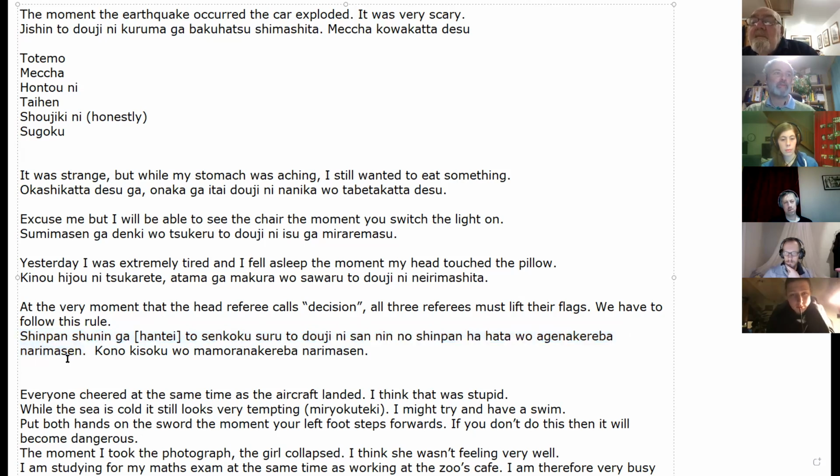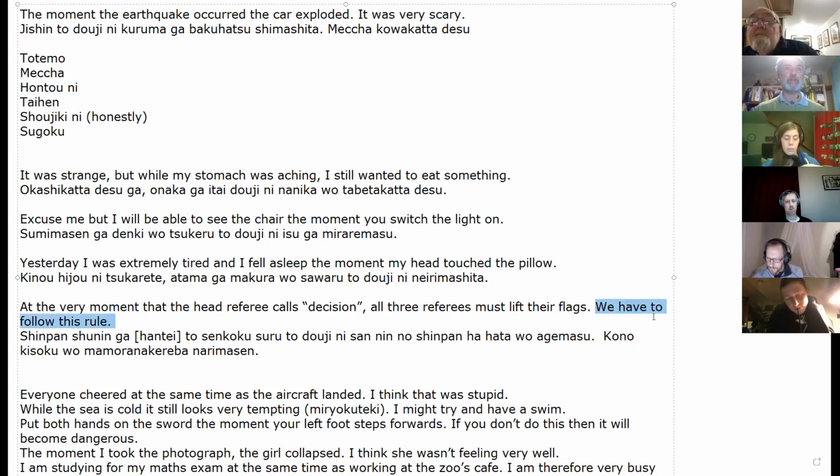What they'll do is they'll simply put this verb here in the present tense. Agemasu just says you will, one will, they will. So, この規則を守られます。 I mean, this is a little bit more like a command, isn't it? That we have to follow this rule. So that one can stay as この規則を守らなければなりません. But when we're just saying all three referees must lift their flags, it means all three referees will lift their flags. So you can just leave this in the present tense.